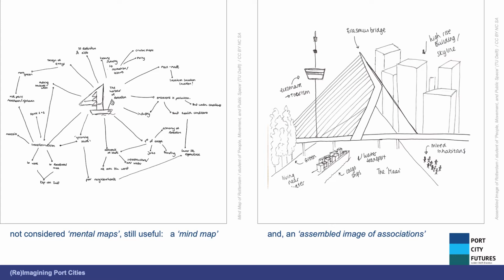An assembled image of associations works more or less the same way. It is also a diagrammatic representation of information, yet consisting out of symbols and icons. Relations between different spatial elements are less clear, as all emerge in one image. Although both mind maps and assembled images of associations are not considered as mental maps, they may be useful for understanding the relation between space, society and culture, because they offer subjective information about what is remembered.